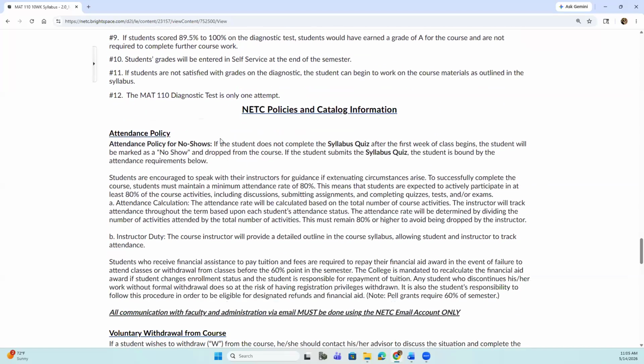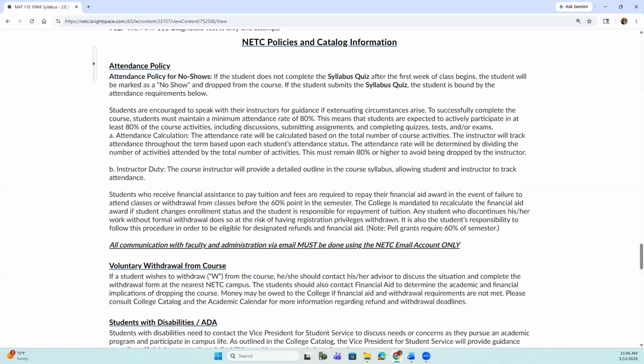All right, attendance policy. The first thing I want to go over is the policy for no-show. If a student does not complete the syllabus quiz, which I will go over here in a little bit, after the first week of class, then the student will be marked as a no-show and dropped from the course. That means if you do not submit the syllabus quiz, then technically you never showed up for class. So I will need to remove your name from the class, so you're not financially responsible for the course. But if you do submit a syllabus quiz, then you're bound by the following attendance requirements.